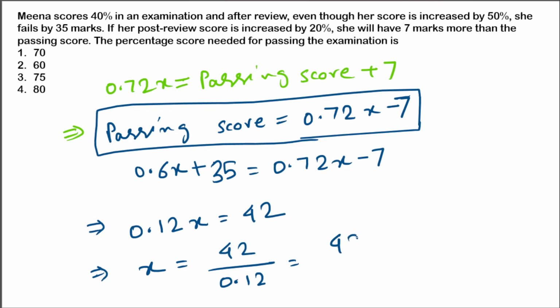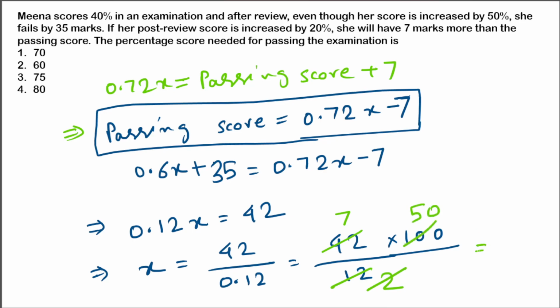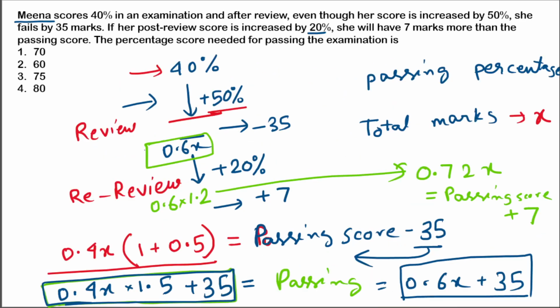If we want to calculate this, it is simple. We will have to do 42 into 100 by 12. First of all, this gets cancelled by 6, and this 2 gets cancelled here. So it will be 350. That is the total marks, because what we took as x is the total marks.